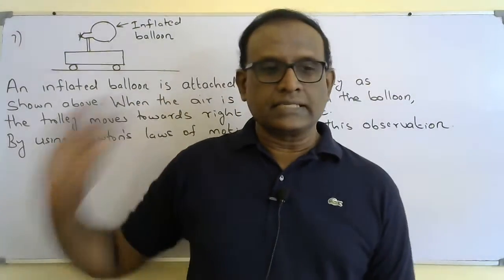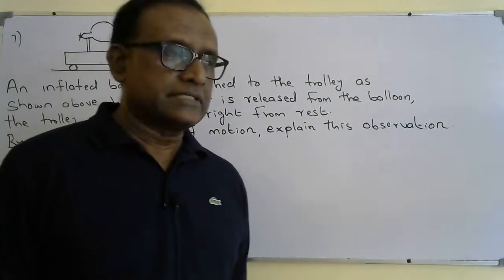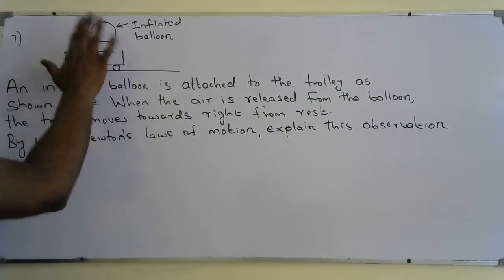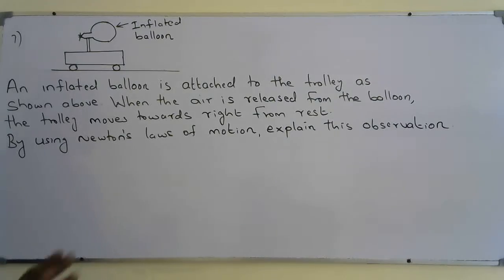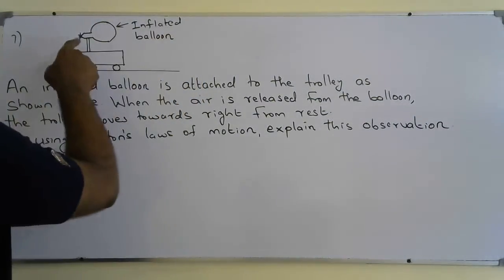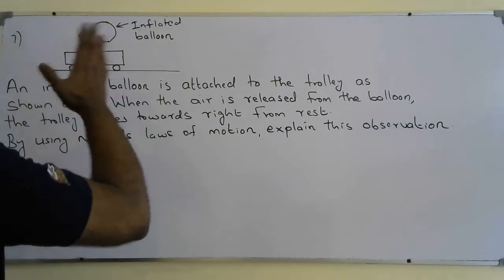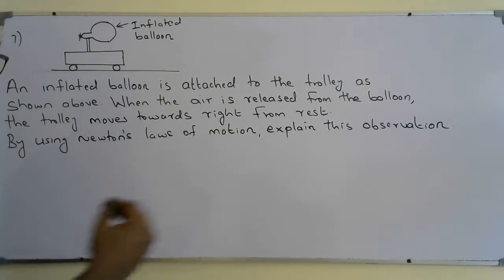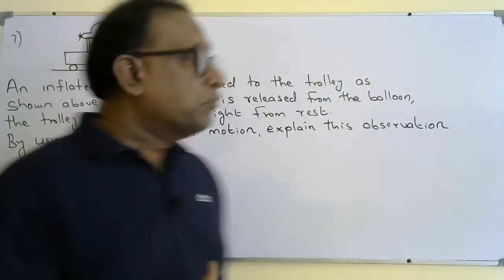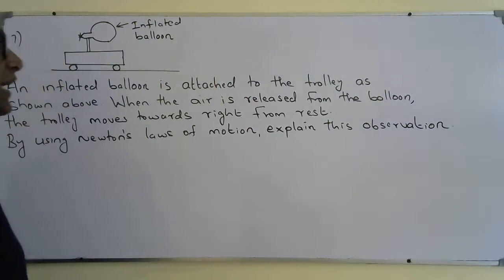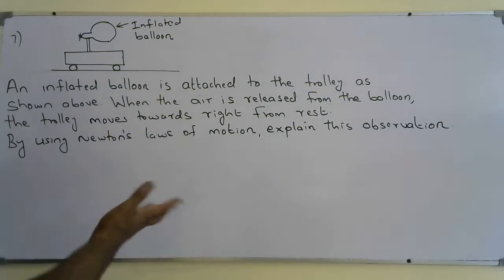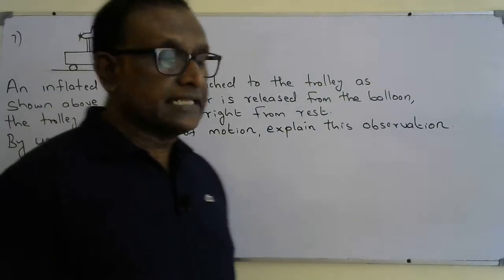Okay, so this is an explanation type question. Normally it comes in A-level papers. There is an inflated balloon attached to a trolley, and initially it is kept at rest. But when the knob is released and air is allowed to move away from the balloon, the trolley accelerates and moves towards the right from rest. Using Newton's laws of motion, explain this observation.